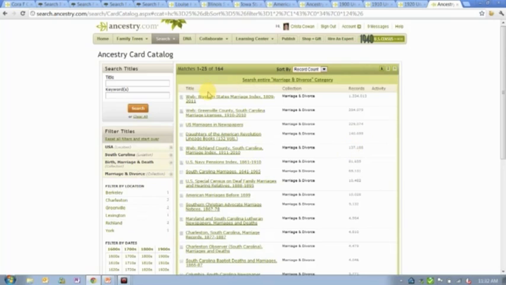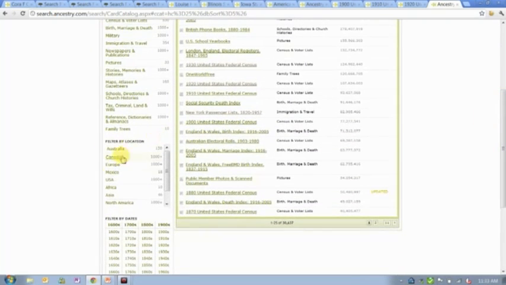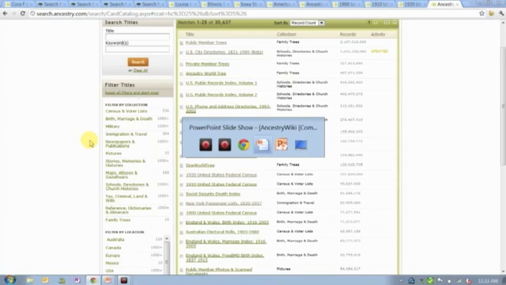But this card catalog is a great way to get an idea of what kinds of other records might give me a marriage date or might give me a birth or a death date when a birth, marriage, or death certificate or formal civil registration doesn't exist. So again, that's in the card catalog. Let me reset my filters here so you can see that one more time. Just use these location filters and then use the record type filters just above that to narrow it down to a list of databases that might contain the records that you're interested in.